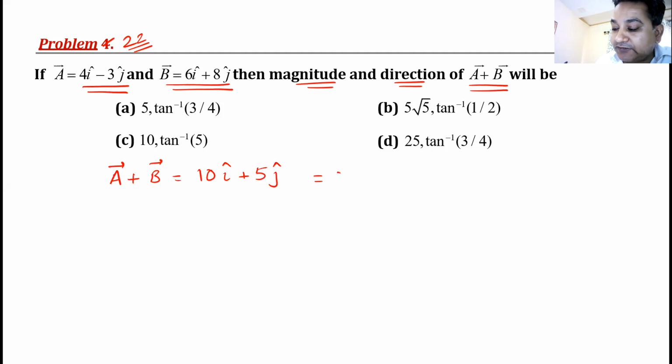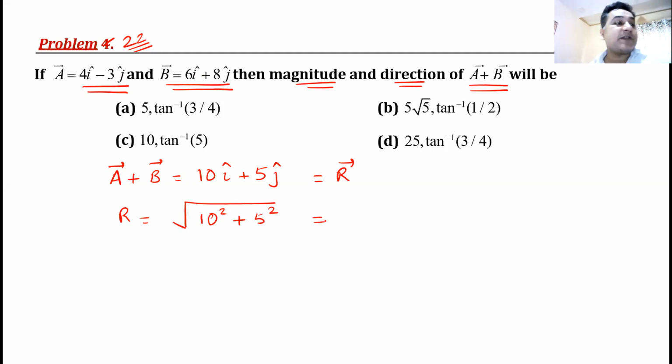So the magnitude of this resultant vector, I call it R, will be equal to the square root of 10 squared plus 5 squared. 10 squared is 100. 5 squared is 25. So it is 125. 125 can be written as 5 root 5. As soon as you get 5 root 5 and you see that only one option has 5 root 5, you don't need to go any further. You can just mark that option as the correct one.